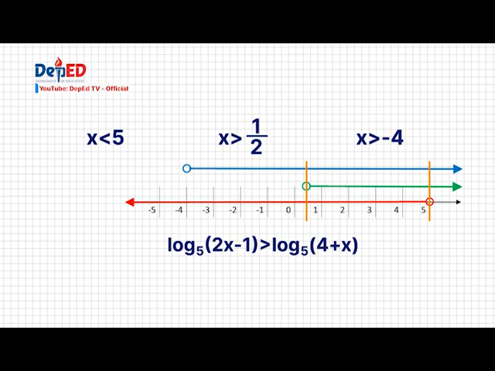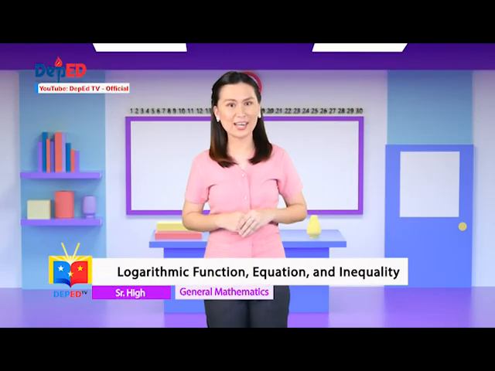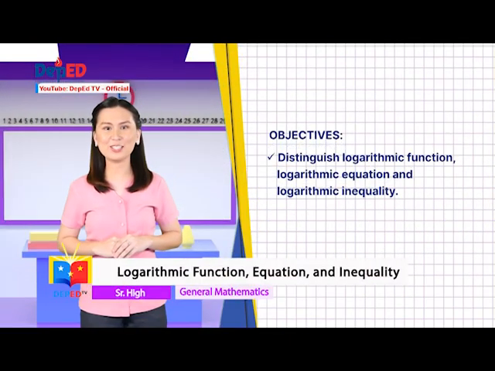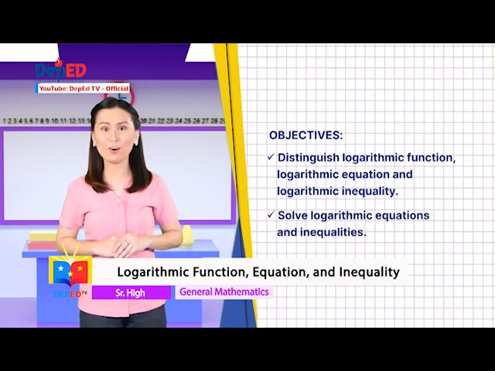The logarithm of the quantity 2x minus 1 with the base 5 is less than the logarithm of the quantity 4 plus x with the base 5. Thus, x is greater than 1/2 but less than 5. You can check values of x using your calculator. Good job! We were able to distinguish logarithmic function, logarithmic equation, and logarithmic inequality, and solve logarithmic equations and inequalities.